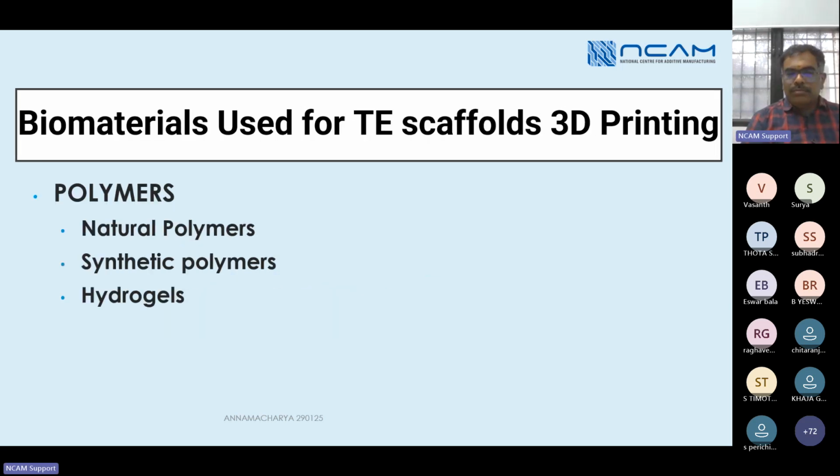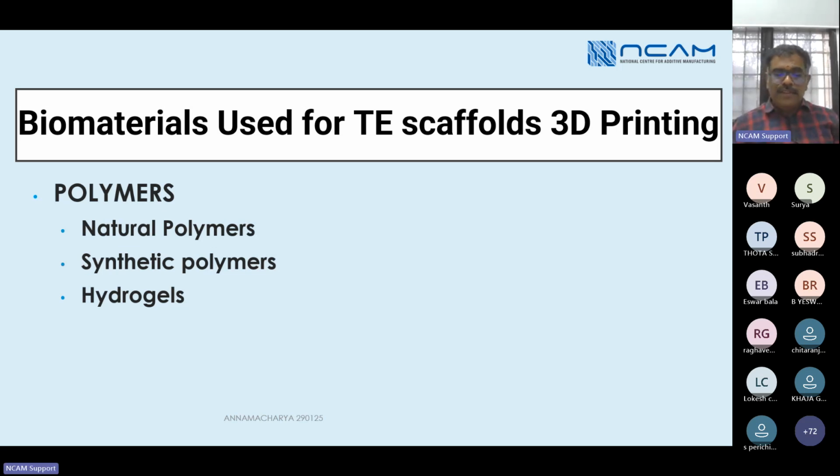Coming to the materials, the design I have discussed, and the regular manufacturing 3D printing techniques I have discussed, and I'm right now working into the biomaterials used for TE scaffolds of the 3D printing. To briefly divide which materials we are using, whatever we talk about, the polymers we are using, and people know about, I guess the bioprinting people will be knowing more on this, especially natural polymers, synthetic polymers, hydrogels.